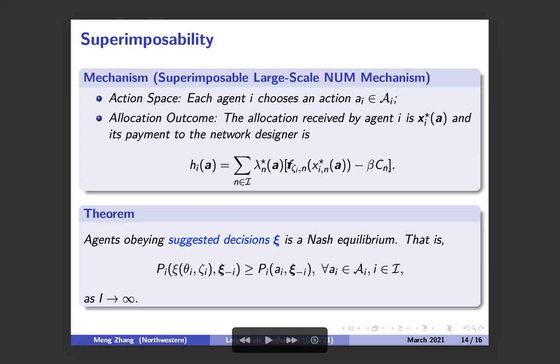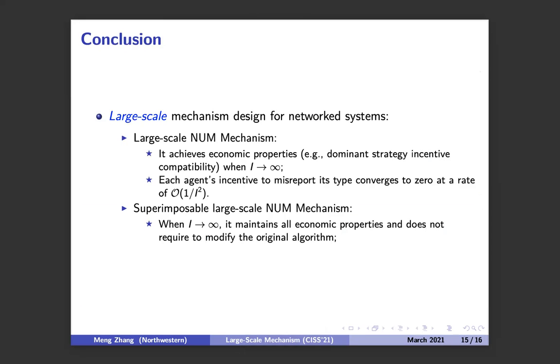We can see that the superimposed payment is quite similar to our previous mechanism, but we can prove that under this superimposed payment onto some NUM algorithms, all the agents obeying the suggested decision is a Nash equilibrium. That basically means that for any arbitrary algorithm that solves the NUM problems optimally, it is possible for us to impose this simple payment rule so as to maintain all the properties without the need to modify the original algorithm. So this is basically the second mechanism we just proposed.